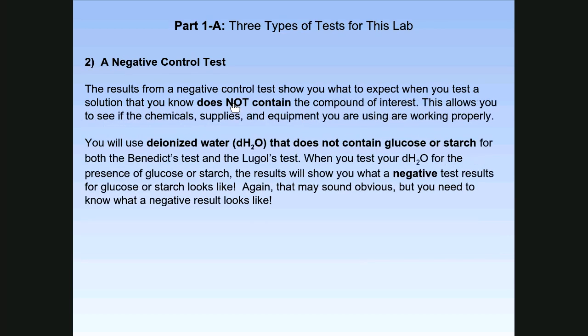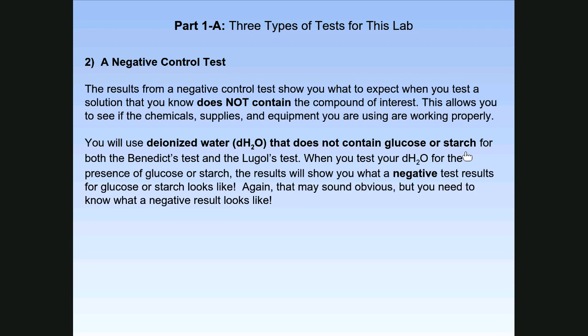Likewise, we do negative controls, just so you see what I mean. If you add Benedict's reagent to a solution that doesn't have glucose, it's just going to turn the solution the color of Benedict's, which is blue if it's a clear solution. Likewise, if you add Lugol's iodine to a solution that doesn't have starch, it's going to turn the solution yellow, which is the color of Lugol's.